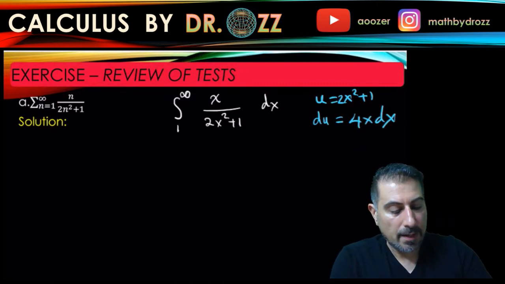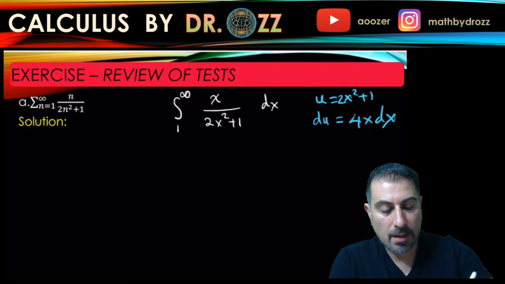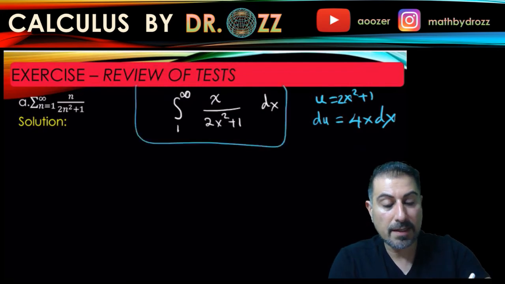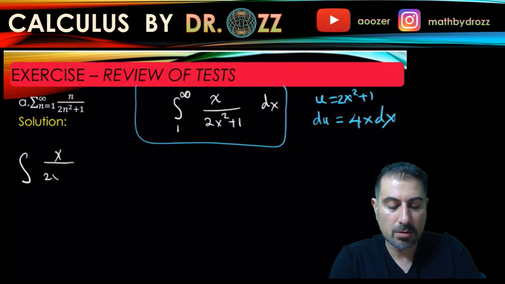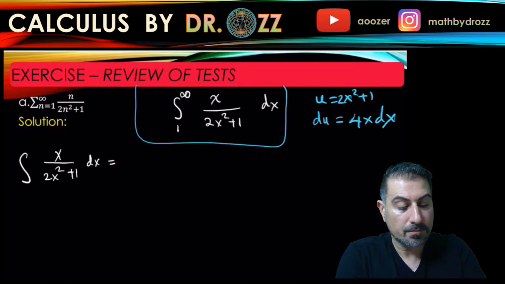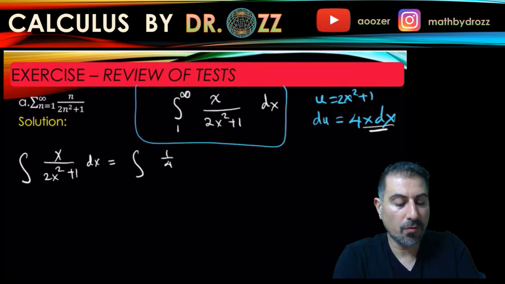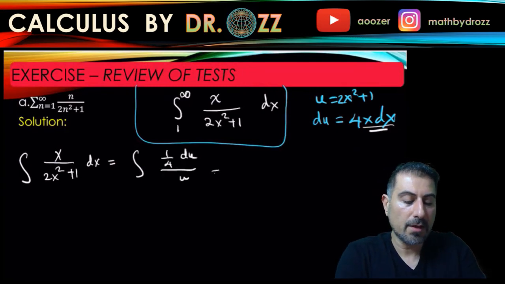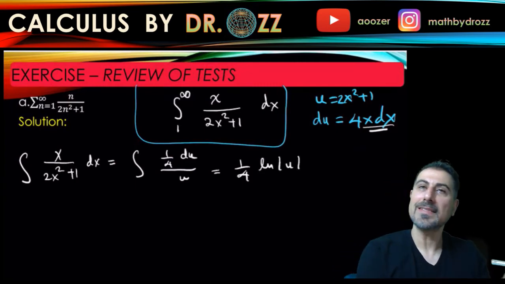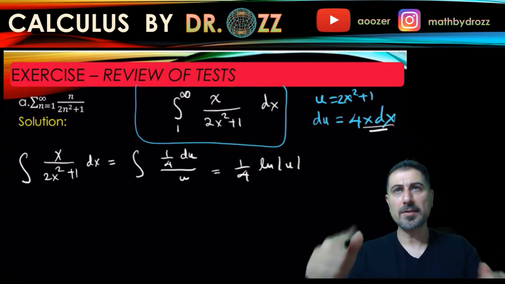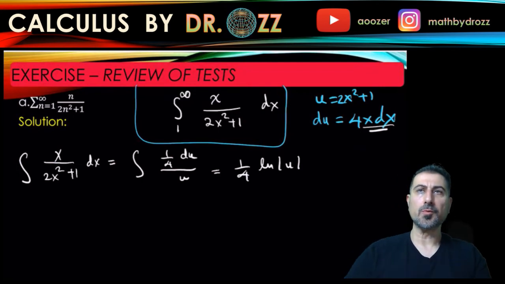Okay. Let me handle the indefinite integral version of this first. So essentially the integral of x over 2x squared plus 1 dx is equal to, so you have x dx, so it's 1/4 du divided by u, and that is equal to 1/4 ln absolute value of u plus c, but I don't need to worry about the plus c part because I'm going to use this result towards evaluating the improper integral.